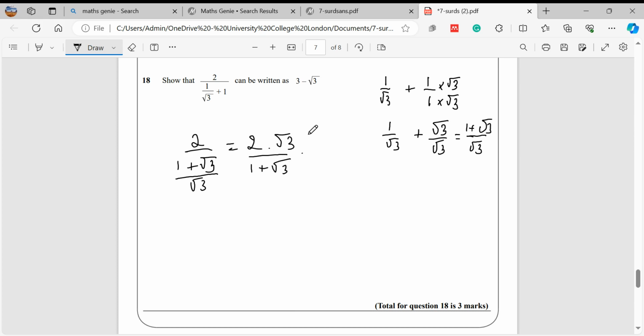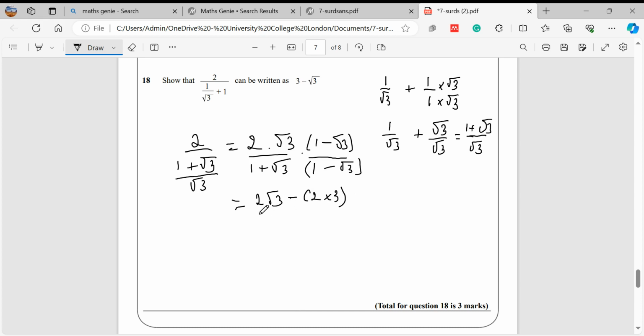Now rationalize the denominator by multiplying by 1 minus the root of 3 over 1 minus the root of 3. So I end up with 2 root 3 times 1, which is just 2 root 3, and 2 root 3 times negative root 3, or minus root 3, which is going to be minus 2 times 3, because the root of 3 times the root of 3 is 3.